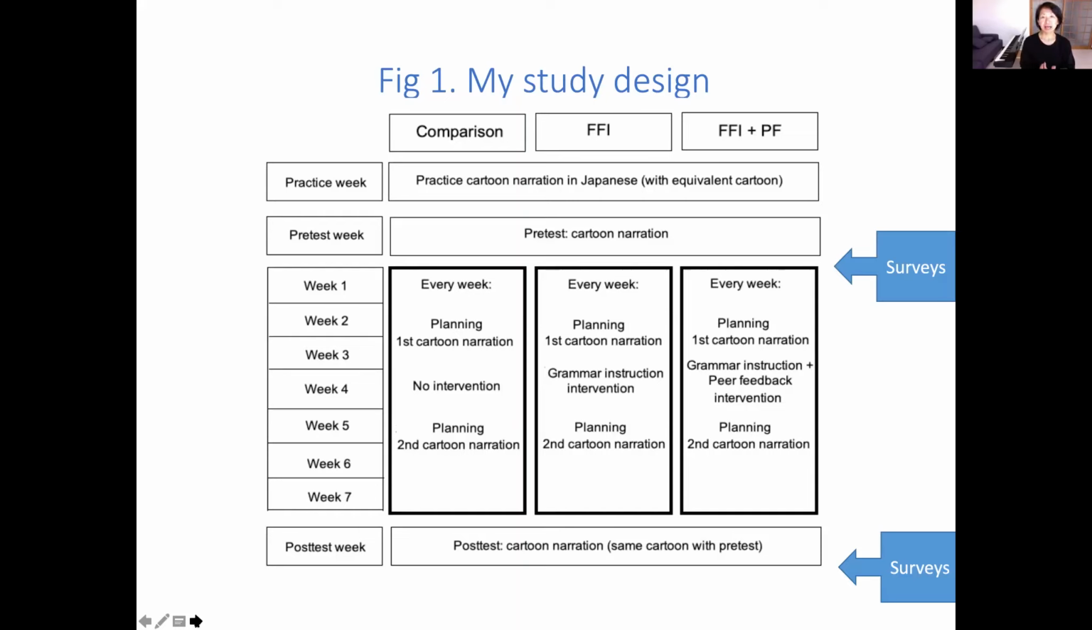In my particular study, I had about 100 participants, and I divided them into 3 groups. Basically, I had a control group, the comparison group, and then I had 2 intervention groups where I gave them different amounts of form-focused instruction. Intervention group 1, I gave them grammar instruction. I will explain a little bit more later. And intervention group number 2, I gave them form-focused instruction, grammar instruction, plus peer feedback.